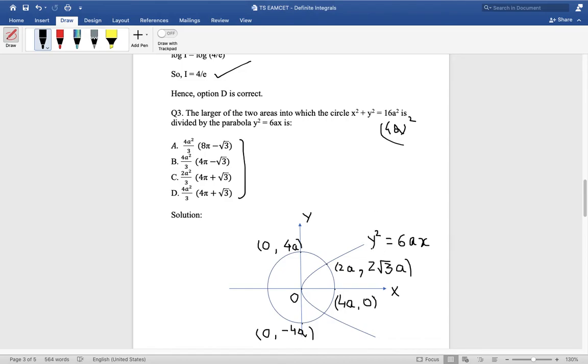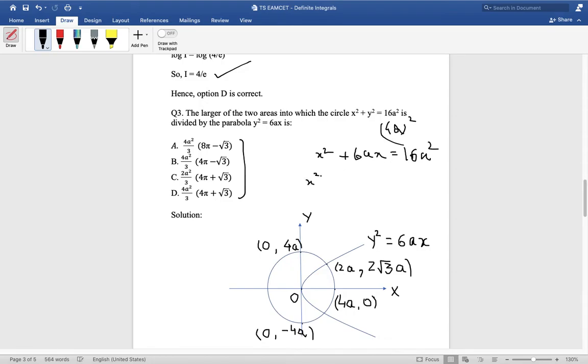Similarly, y square is equal to 6ax. This is the kind of curve for y square is equal to 6ax. Now you should know where these 2 curves will intersect. X square plus y square is 16a square and y square is 6ax. So I'll just put y square is equal to 6ax into this. x square plus 6ax is equal to 16a square. You can solve this.